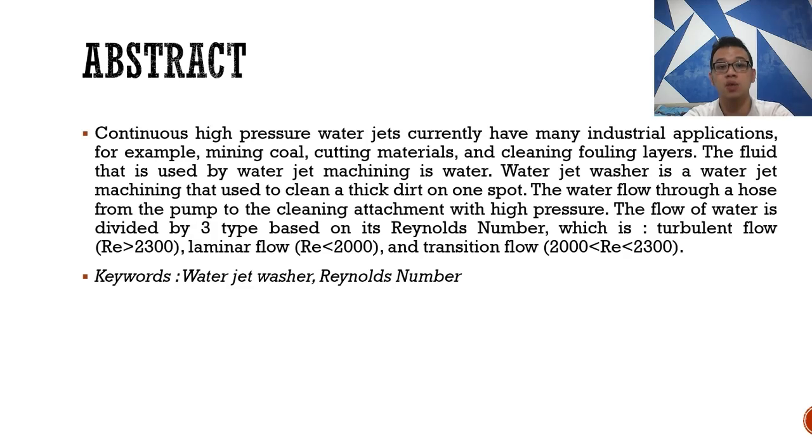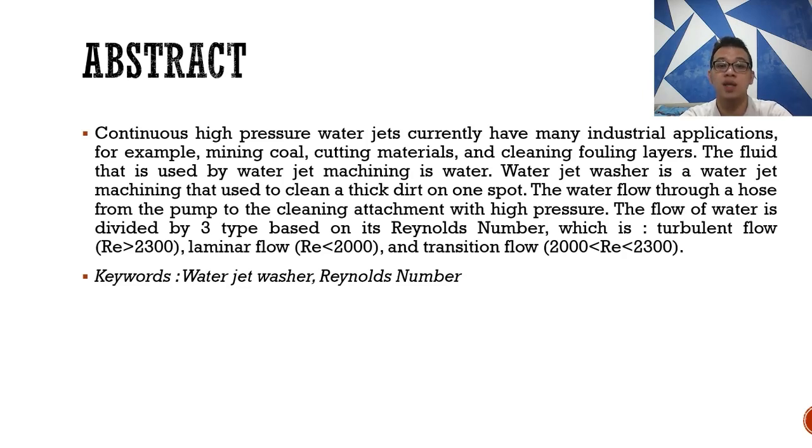Continuous high-pressure water jets currently have many industrial applications, for example, mining coal, cutting materials, and cleaning fouling layers. The fluid that is used by water jet machining is water. A water jet washer is a water jet machining tool used to clean thick dirt on one spot. The water flows through a hose from the pump to the cleaning attachment with high pressure.